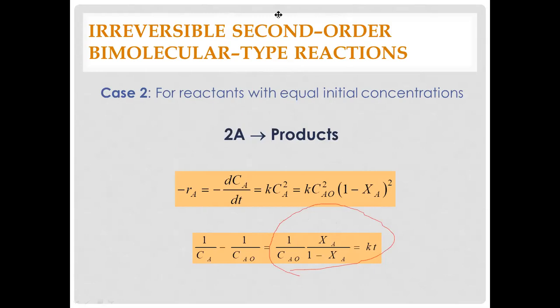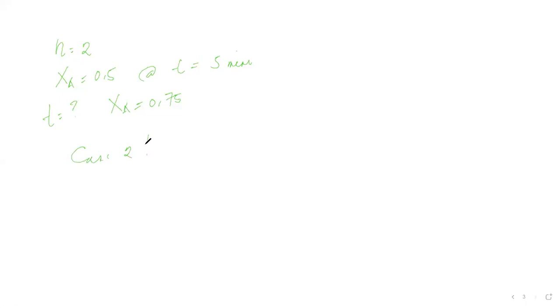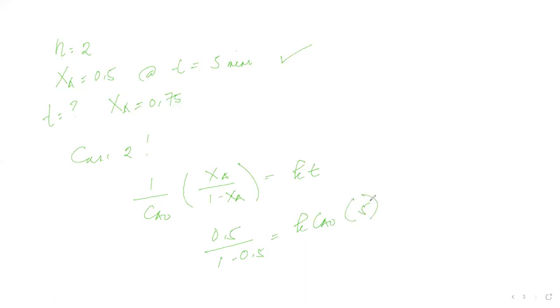Okay, so I'll go back to my whiteboard. So in here, case 2. You have 1 over CAO, XA over 1 minus XA equal to KT. This is our formula. So if we use the first set of information, I'll transfer the CAO to the other side. I will have 0.5 over 1 minus 0.5, equal to K CAO times the time, which is 5 minutes. You need not worry that the problem is not providing you with this, because CAO is a constant. The initial concentration is a constant, just like your rate constant.